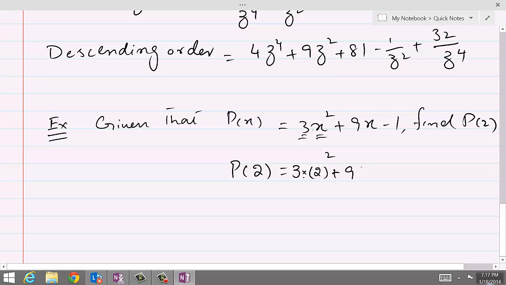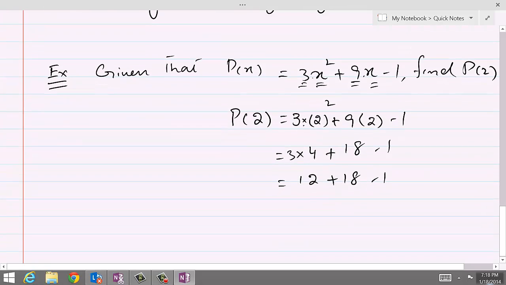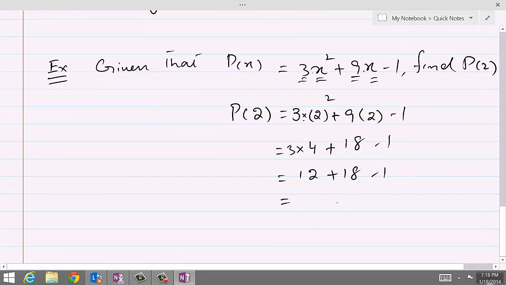Plus 9 times, again 9 is multiplying with x here. There is a multiplication sign here. That's why we are using bracket to clarify that 9 is multiplying with x. Here 2 minus 1. So exponent must be calculated first. 3 times 2 power 2 is 4, plus 18 minus 1. This is equal to 12 plus 18 minus 1. 12 plus 18 is 30. Take away 1 will give us 29.